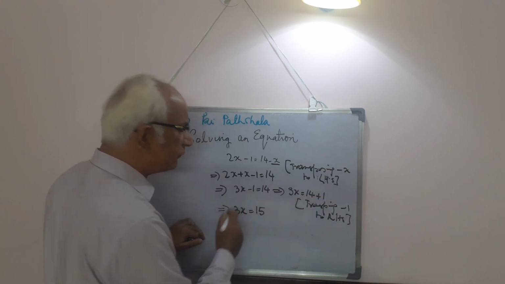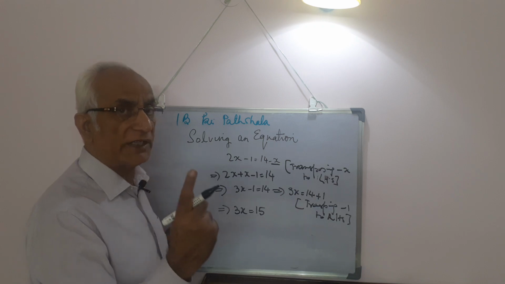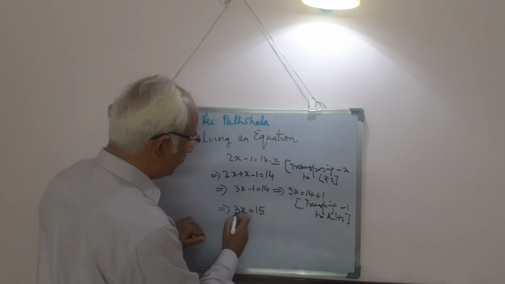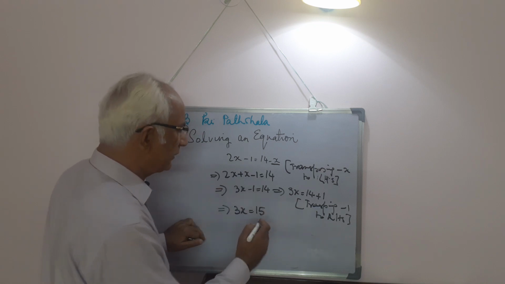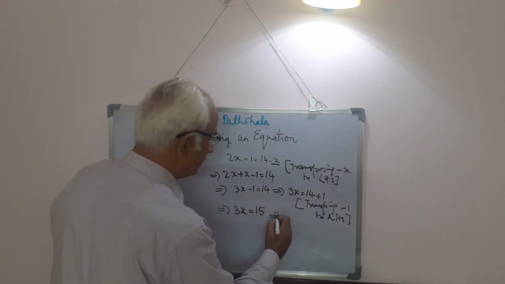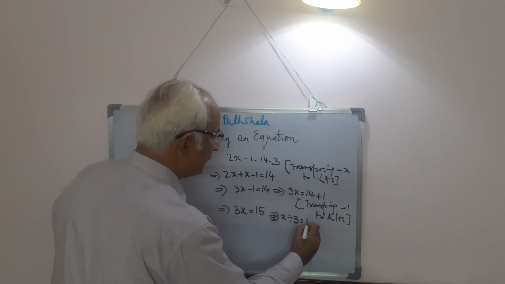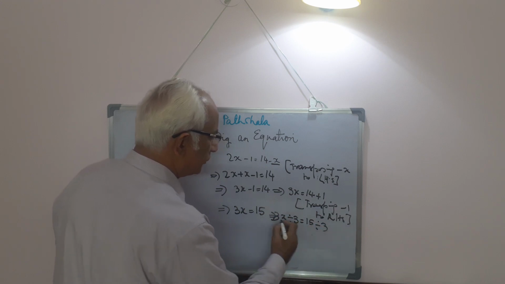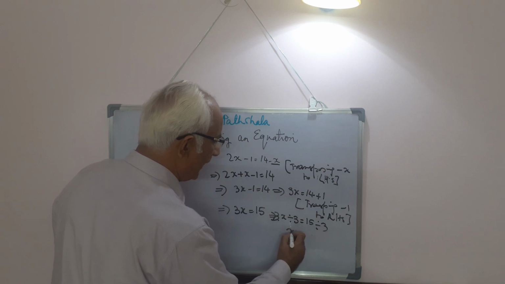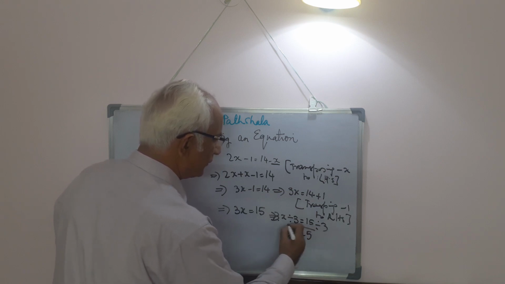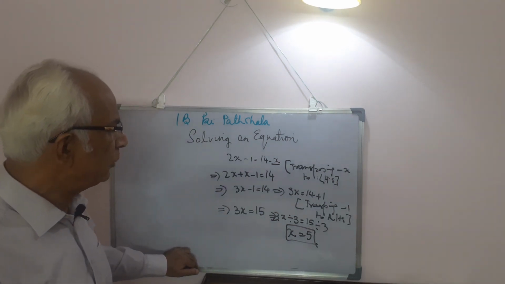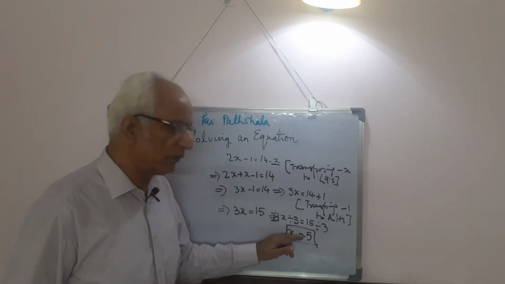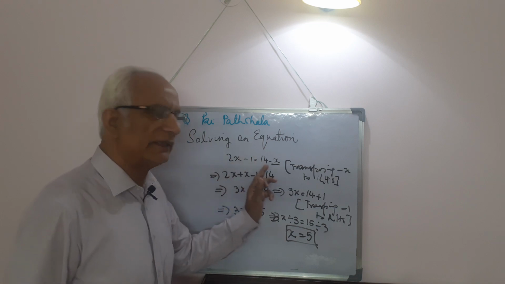So this is the value of 3x, but we need to find the value of only 1x. So we have to remove 3. How do we remove it? We divide both sides by 3. 3x divided by 3, 15 divided by 3. So 3x divided by 3 is 1x, and 15 divided by 3 is 5. So this is the answer. The value of x, which is 5, will satisfy this equation.